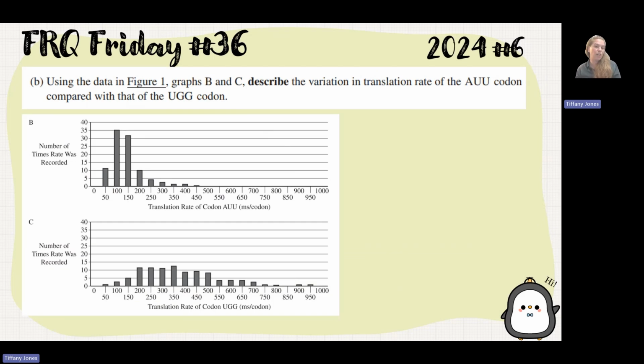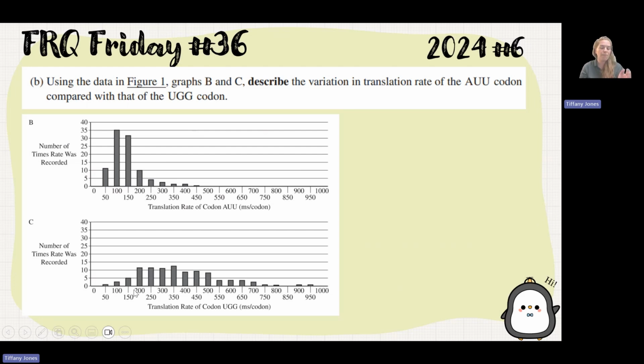Part B, using the data in figure 1, graphs B and C, as shown, describe the variation in translation rate of the AUU codon compared with that of the UGG codon. So here we see at AUU, we have a very short variation, like it's not really a lot of variation. There's very little bit of variation. So it goes from 50 to 450. So it seems to be mostly in that 100, 150 area, but it's very condensed in that lower region.